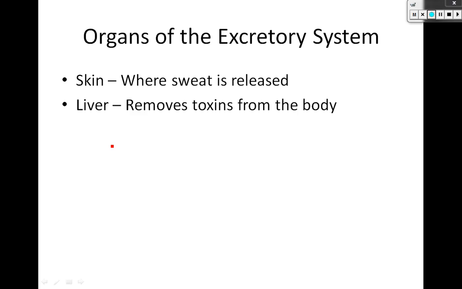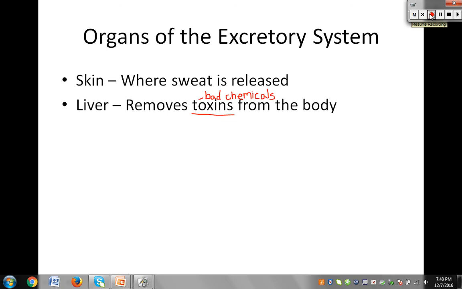So then the liver, as we said in the digestive system, the liver helps to break down or digest fats, but it also removes toxins from the body. So toxins are hazardous chemicals. So let's write that in so that we know what I mean when I say toxins. They're chemicals that are bad for us.